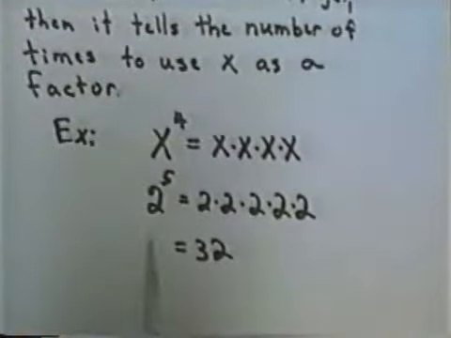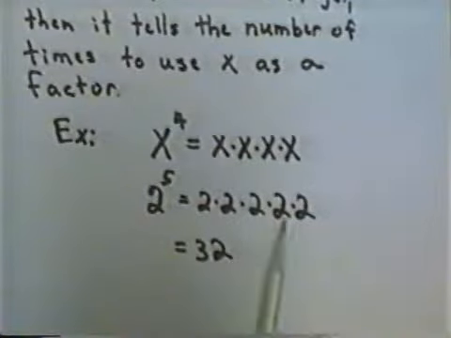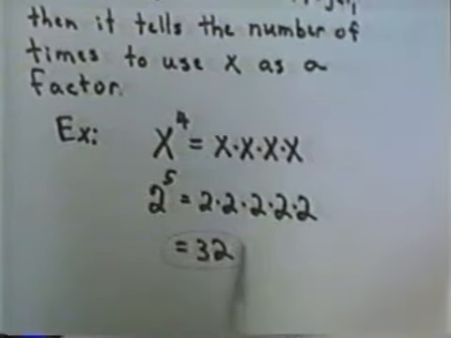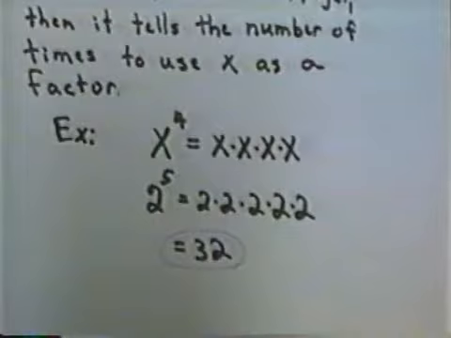Now in the next example, we have 2 to the 5th. The base is 2, the exponent is 5. The exponent 5 tells me to use the base 2 as a factor 5 times. So I'll write down 2 as a factor 5 times: 1, 2, 3, 4, 5. Now since we have a numerical base, I can perform the multiplication to get an answer. 2 times 2 is 4, 4 times 2 is 8, 8 times 2 is 16, 16 times 2 is 32. So the answer is 32.